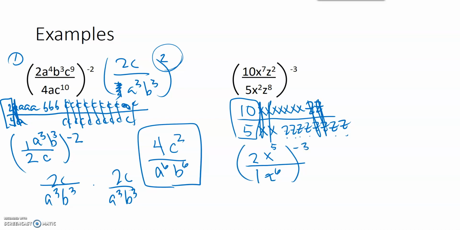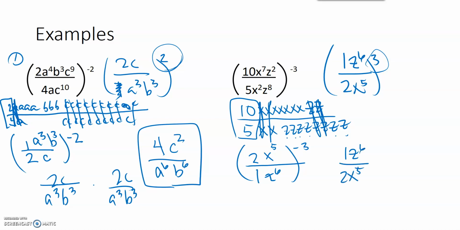Now I flip the whole thing. So 1 z to the 6th over 2x to the 5th, in parentheses to the positive 3 exponent. And that 3 exponent means that I have 3 groups of this, so I'm going to write 1 z to the 6th over 2x to the 5th times 1 z to the 6th over 2x to the 5th times 1 z to the 6th over 2x to the 5th.